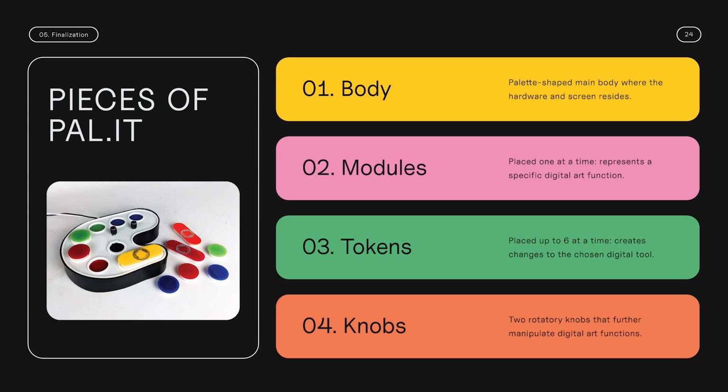PAL.IT is made up of a palette-shaped main body where the internal components reside. Modules, shaped like long ellipses, are placed one at a time and control what digital art function the user will be manipulating and learning about. The circular tokens are placed up to 6 at a time, and based on the type and number of tokens placed, directly edit the art tool that corresponds to the active module. Lastly, the two knobs provide further changes the user can make to the active art tool.